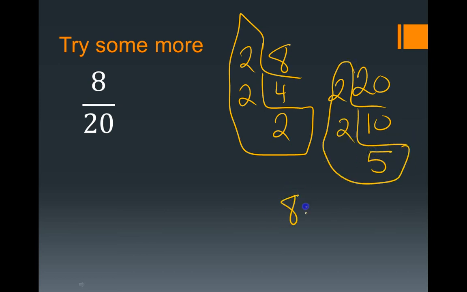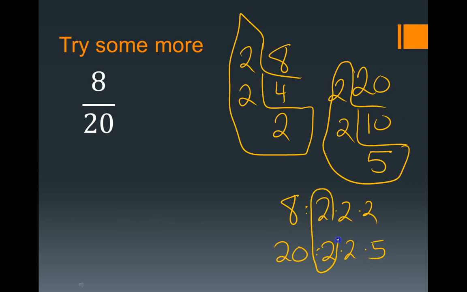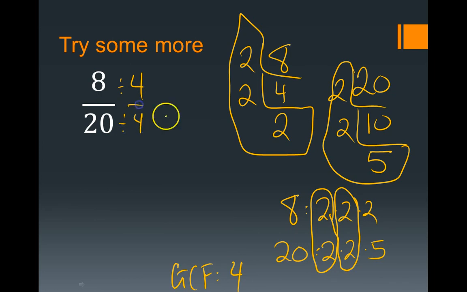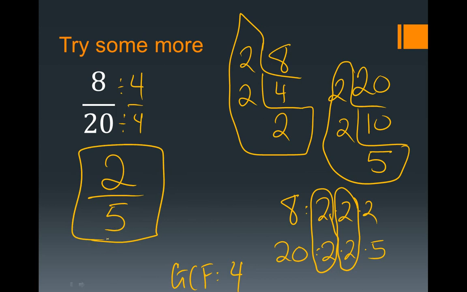So my factors of 8 are 2 times 2 times 2. My factors of 20 are 2 times 2 times 5. So I have common factors here, and I have common factors here. So my GCF, my greatest common factor, is 2 times 2, which is 4. So then I can divide 8 divided by 4 and 20 divided by 4. 8 divided by 4, that is 2. 20 divided by 4, that is 5. And that is completely reduced. Boom shakalaka. There we go.